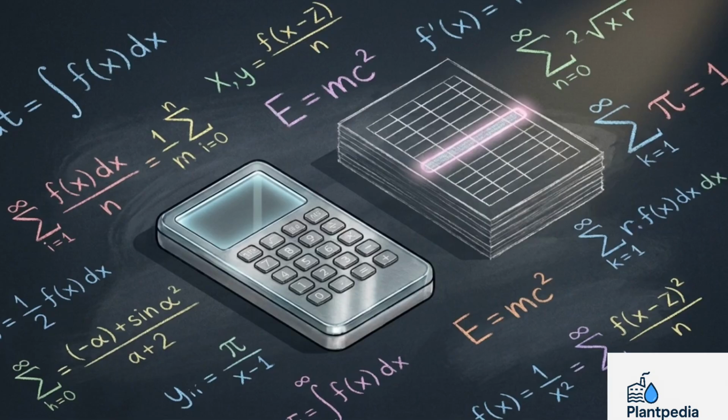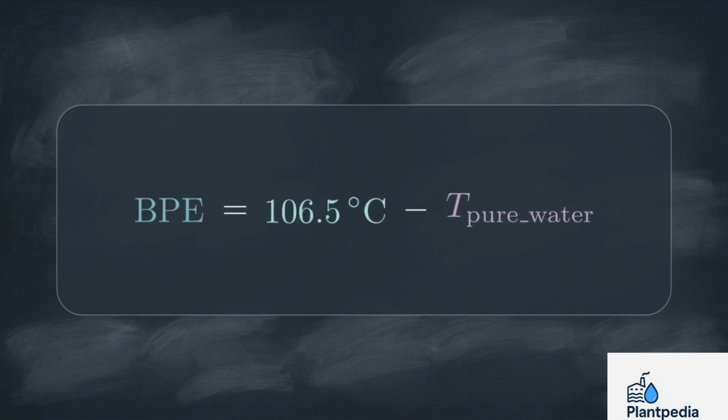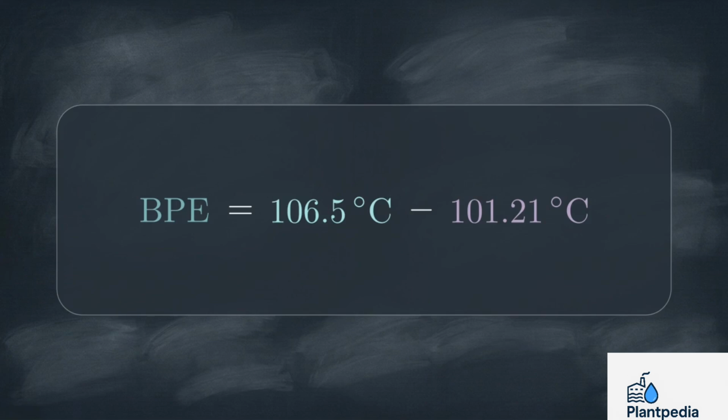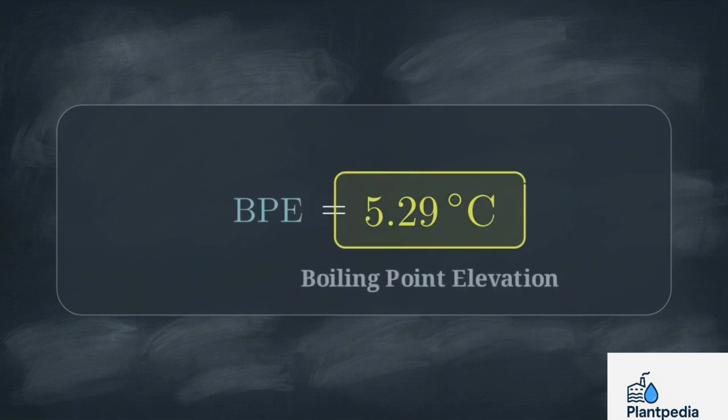Now for step 4. This is where we combine our live gauge data with the theoretical steam table data. We return to our standard formula, BPE equals T brine minus T pure water. Drop in the recorded values. Take our live brine temperature of 106.5 and subtract our pure water temperature of 101.21. The math gives us a final value of 5.29 degrees Celsius.